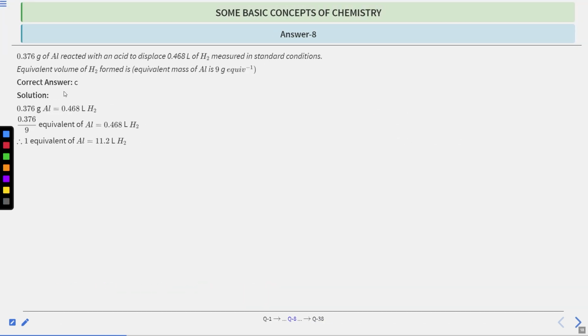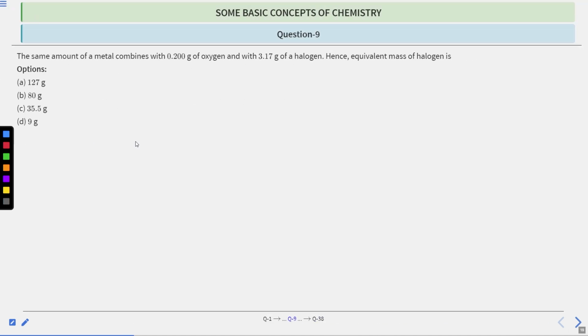Okay, so the correct option will be C. We have given that 0.376 gram aluminium will be equal to 0.468 liter of H2, right? So 0.376 divided by 9 equivalent of aluminium will be equal to 0.468 liter of H2. Therefore, 1 equivalent of aluminium will be 11.2 liter of H2. Okay, so option C will be correct.